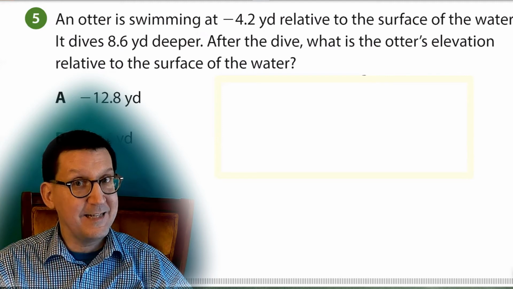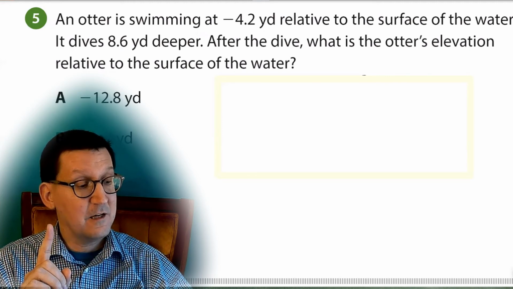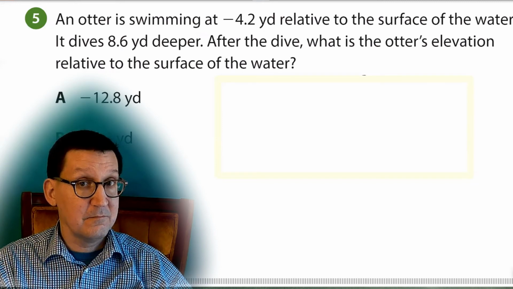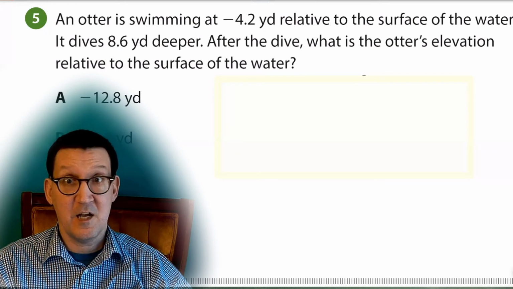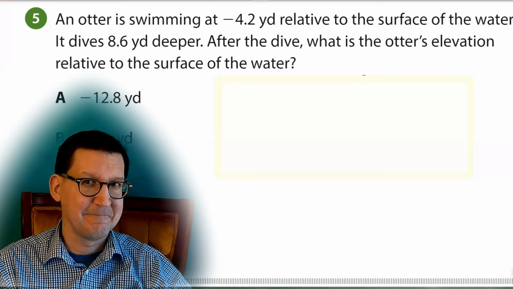So this you have a negative number, negative 4.2. And then the otter's going deeper than that. So what do you do? Add, subtract, multiply, divide? Who knows? It's up to you. Give me a pause and come back when you're ready.